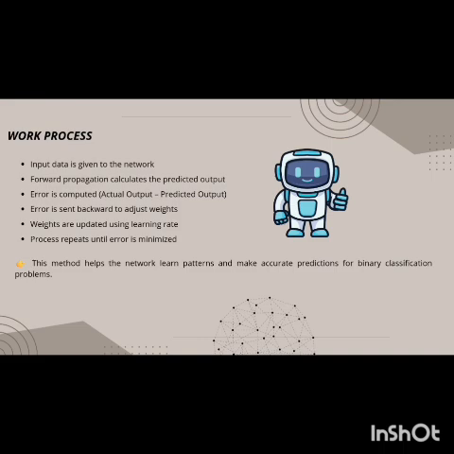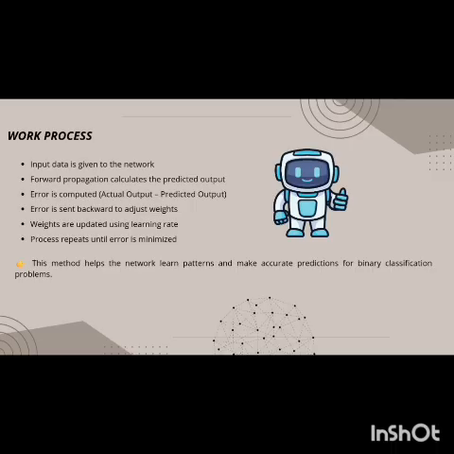Input data is given to the network, that is, initialize the neural network with an input layer, one hidden layer and an output layer. Randomly assign small values to weights and biases. After this, input the training data, that is, provide the input data set and corresponding target output y for training. After this, forward propagation will be performed. Compute the hidden layer input, apply activation function, compute output layer input, apply sigmoid activation. Here the activation function will be the sigmoid function.